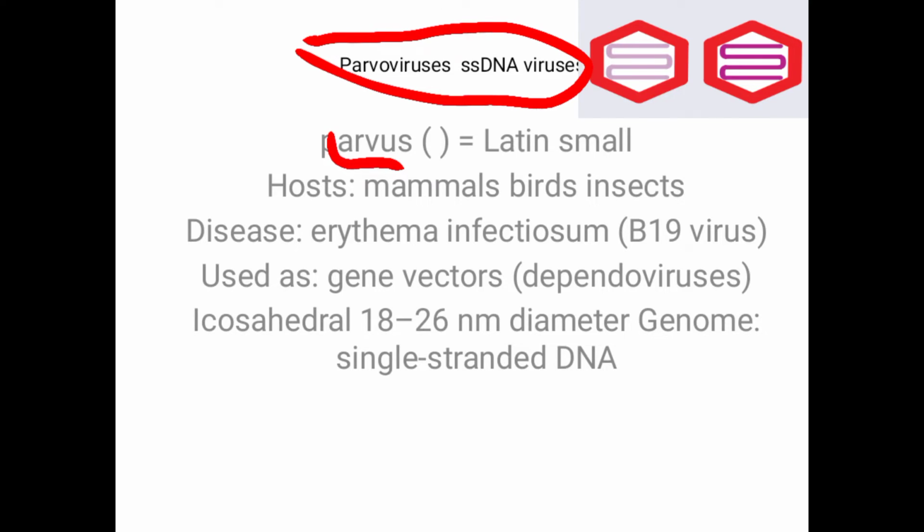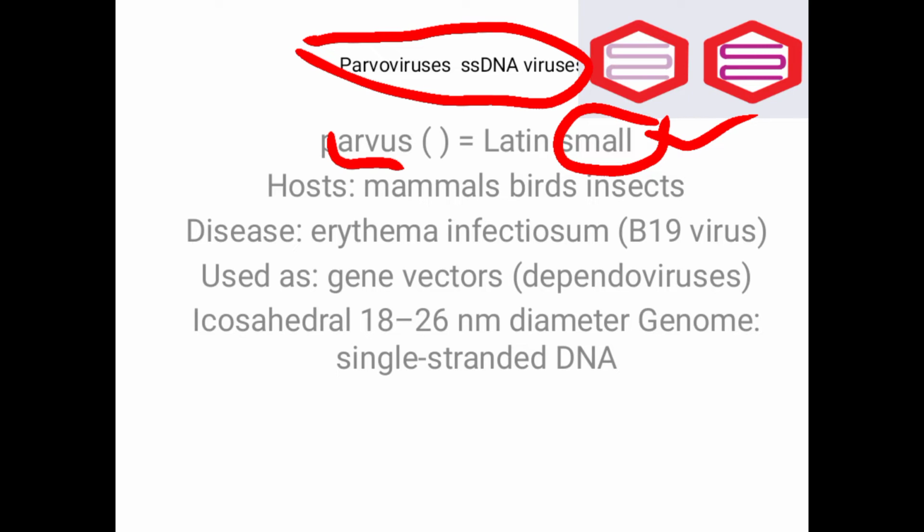Now, what does parvo mean? Actually, this word is derived from the Latin word parvus, which means small. So these are the smallest DNA viruses. What viruses have the smallest DNA? Parvoviruses, and these are the smallest DNA viruses.